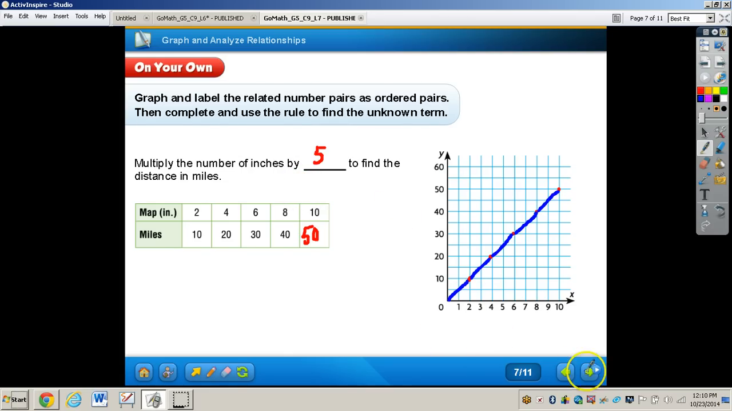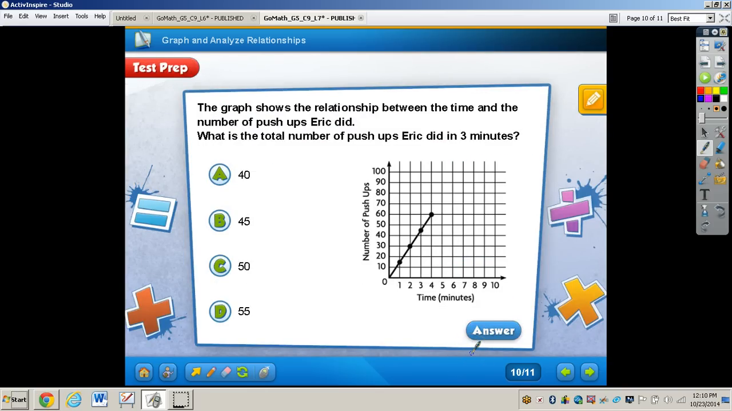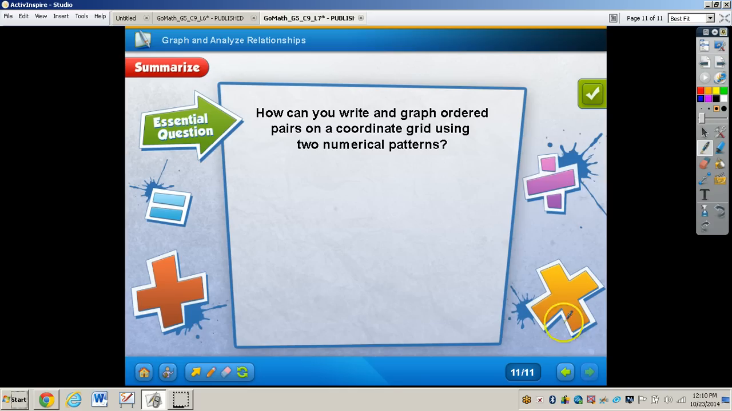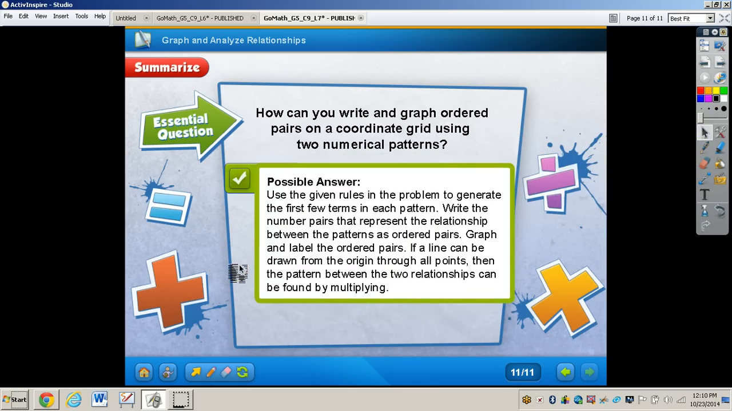Now taking a look at the test prep problem, I want you to work through this problem all by yourself. When you're finished, you can press play and I will have the answer for you. So pause the video now. Okay, the answer is letter B. And moving to the essential question, how can you write and graph ordered pairs on a coordinate grid using numerical patterns? You can see the possible answer right on the screen.